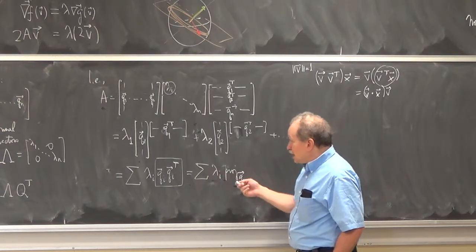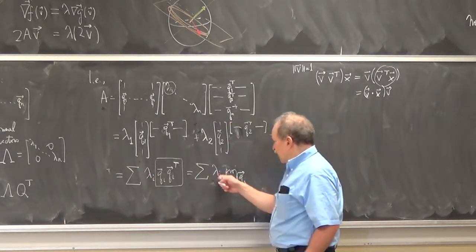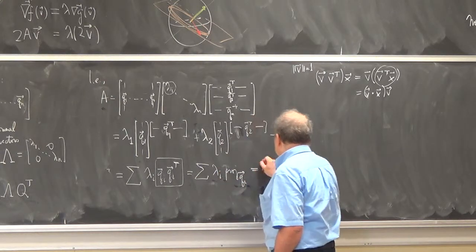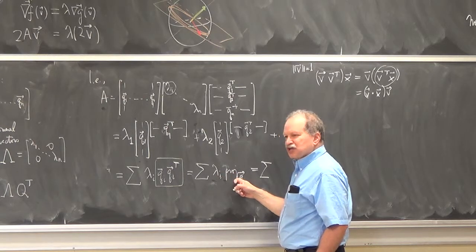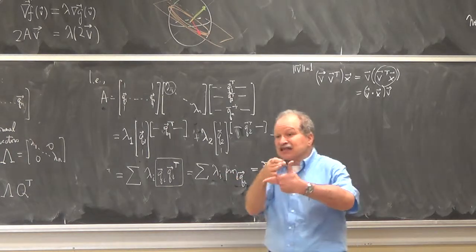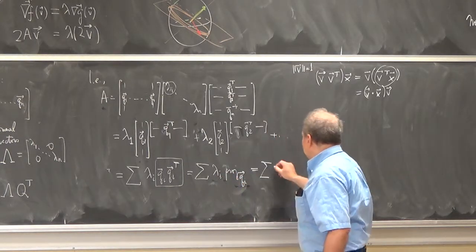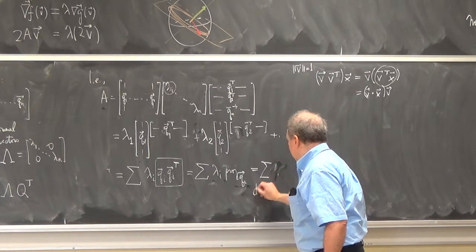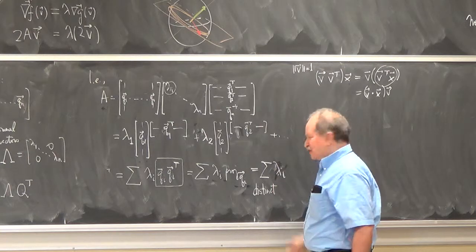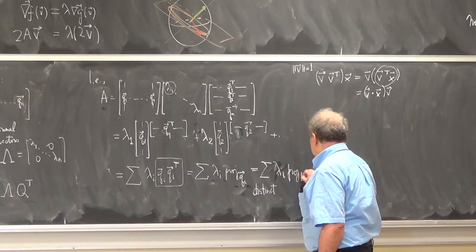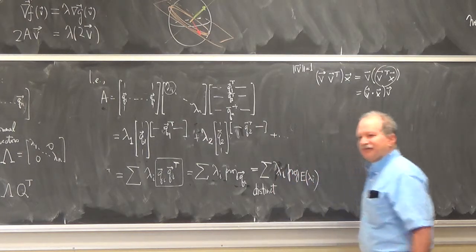So now if you have repeated eigenvalues, if a certain lambda appears several times, you're then taking the lambda times the projections on the orthonormal basis for that eigenspace. So you're getting the sum over distinct eigenvalues here, project on the eigenspace, and multiply by the lambda.